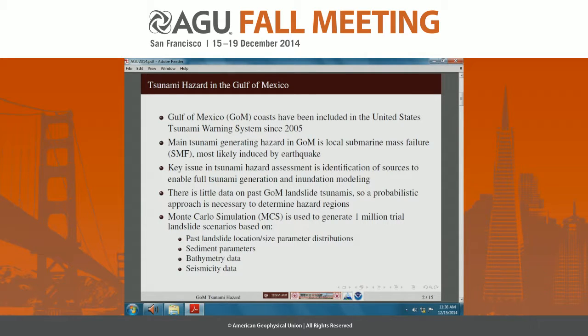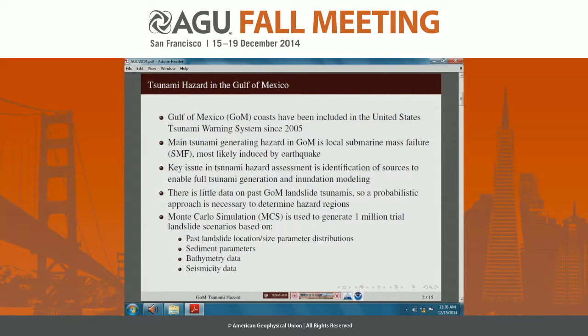In the Gulf of Mexico, the main tsunami generating hazard would be a local submarine mass failure, SMF, which would most likely be induced by an earthquake, a moderately sized earthquake. Then the key issue in our tsunami hazard assessment is the identification of sources, because of course we want to be able to determine some representative source and then numerically model the tsunami generation, propagation, and inundation of coastal cities. However, there's very little data on past Gulf of Mexico landslide tsunamis, so we don't have these historical sources that are present in some other locations.